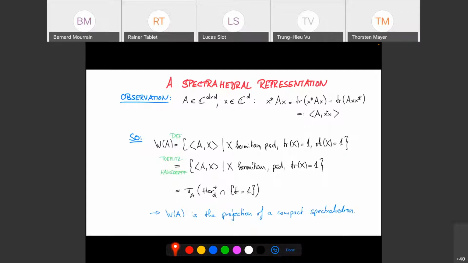So I can just drop this condition because of the convexity of W of A. So what have I done? I've written the numerical range here as a linear projection, right? This is a linear projection from the space of Hermitian matrices of trace 1. And the numerical range is the image of the now compact set of Hermitian matrices that are positive semi-definite and have trace 1. So the numerical range is the projection of a spectrahedron, right?